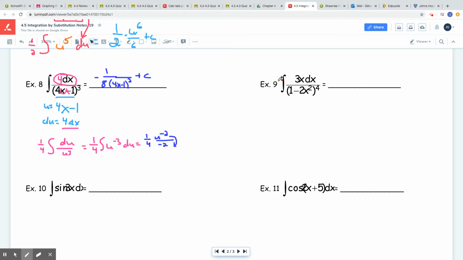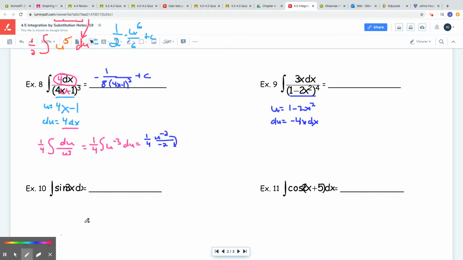All right, why don't you, for number 9, see if you can get a u and a du for me. Go ahead and try that right now. All right, so what's the quantity being raised to a power? It's 1 minus 2x squared. So that's going to be my u. My du is the derivative of this. The derivative of negative 2x squared is negative 4x dx. Okay. So this one's going to be a little bit different than something we might have seen before.